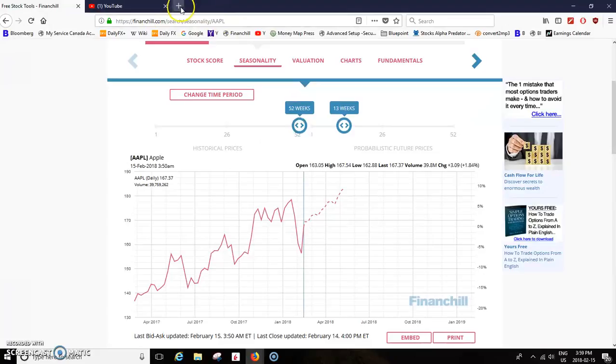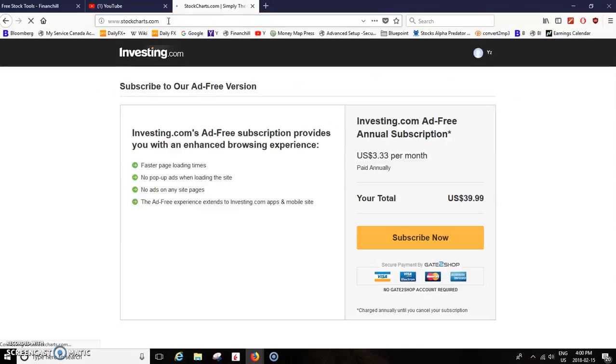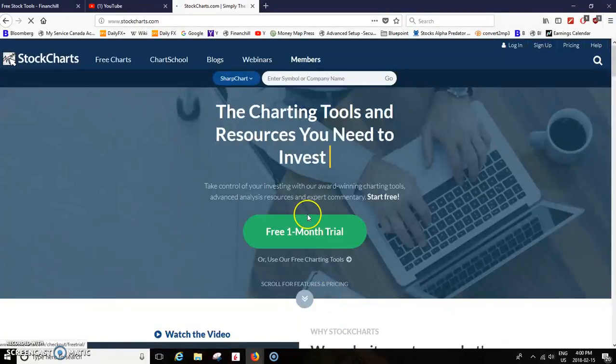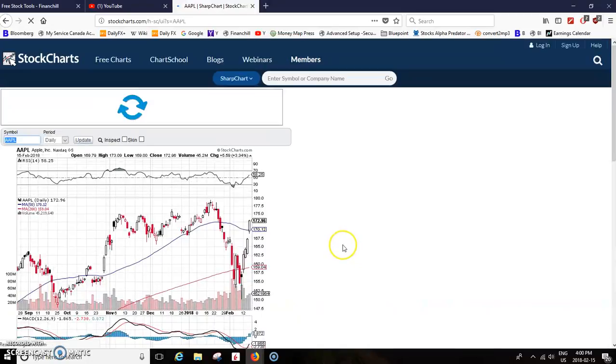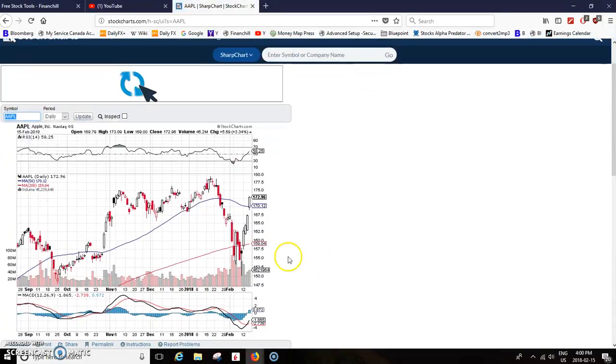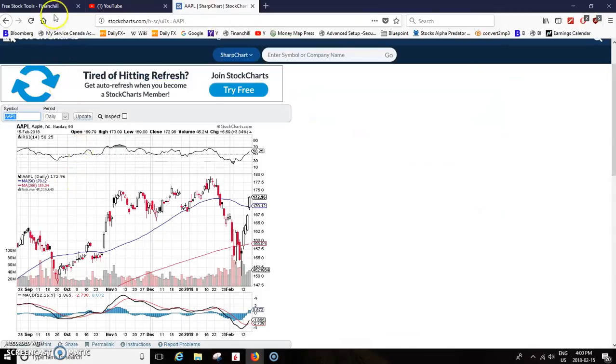If we look at, for example, where Apple is, stockcharts.com is also another free site where you can just get current information relative to securities that you're looking for and do some technical analysis on it. So what it's showing is, as of today, this is currently 172.96. So the Financhill website is showing a little bit of delayed information, so it had 167. So it's already surpassed this line, 172.